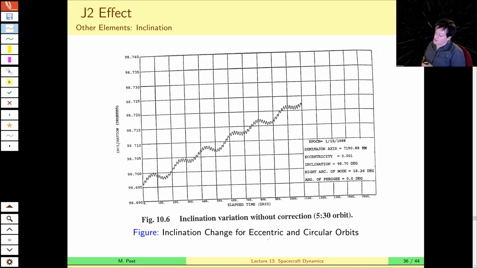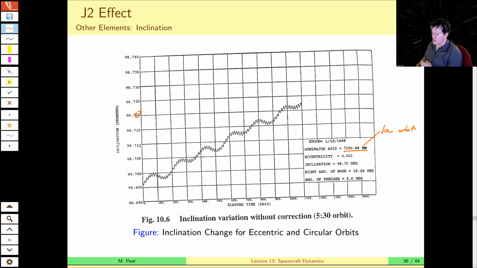Inclination changes over time. Again, relatively minor. You can see it's occurring here in the second decimal place. And this is for a low orbit, so this is actually relatively large. So we're again not going to focus on it too much. Not at all, actually.